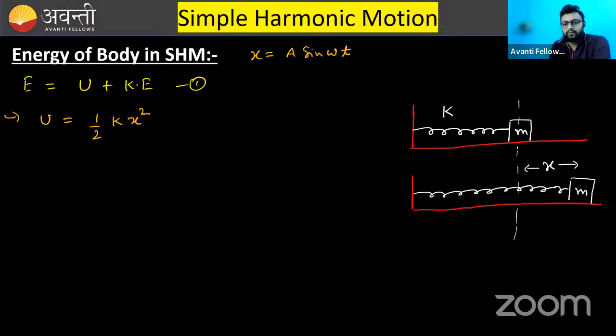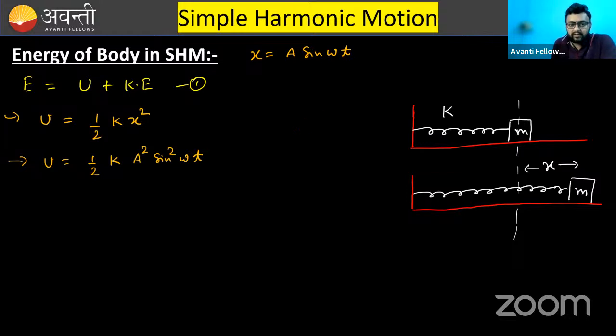If the particle started motion from the mean position. For simplicity, I am just taking this value. I can take omega t plus phi as well, but that will create some complexity, and it is difficult to write again and again. You can replace omega t with omega t plus phi anytime. So there is no issue with that. So it becomes half k, x is A square sine square omega t. Is it clear till now?